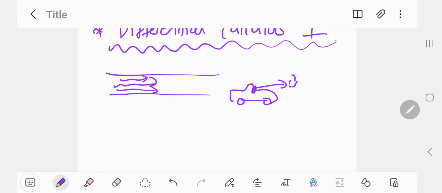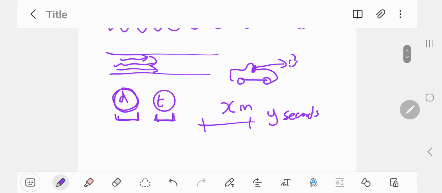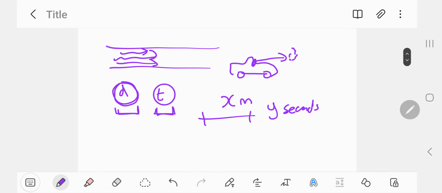Suppose I only provide you with instruments containing a distance meter, D for distance, and a timer, T, on your dashboard to tell you how much distance you've covered and in what amount of time. Let's say you drive for a distance of X meters in Y seconds. I'll then ask you to tell me what the acceleration of the car is. How would you do this? The answer is differential calculus.